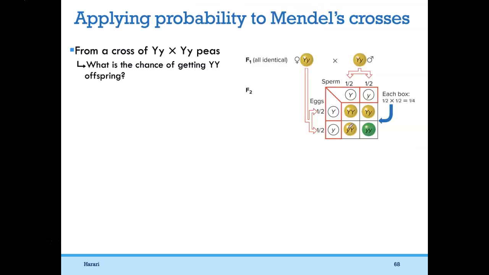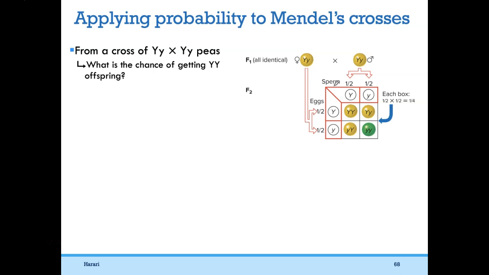So again, from this cross, big Y, little y, big Y, little y, this is from before, we know there's a 50% chance that the sperm will have a big Y, 50% chance that the sperm will have a little y. In terms of the eggs, 50% chance the eggs will have a big Y, 50% chance the eggs will have a little y. So this Punnett square is basically looking at the different probabilities. Right? So what is the chance of having a big Y? We're multiplying 50% chance times 50% chance.